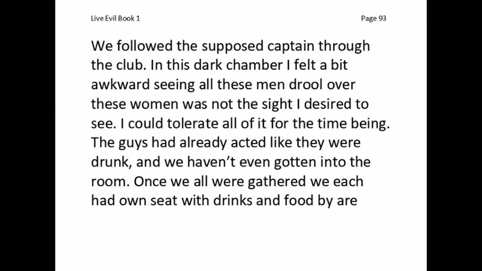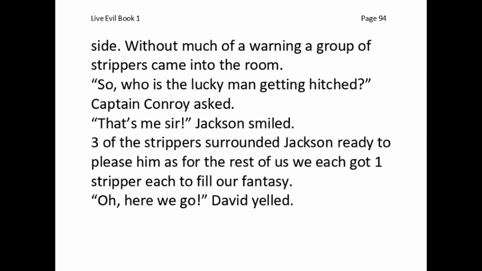In this dark chamber, I felt a bit awkward. Seeing all these men drool over these women was not the sight I desired to see. I could tolerate all of it for the time being. The guys had already acted like they were drunk, and we hadn't even gotten into the room. Once we all were gathered, we each had our own seat with drinks and food by our side. Without much of a warning, a group of strippers came into the room.